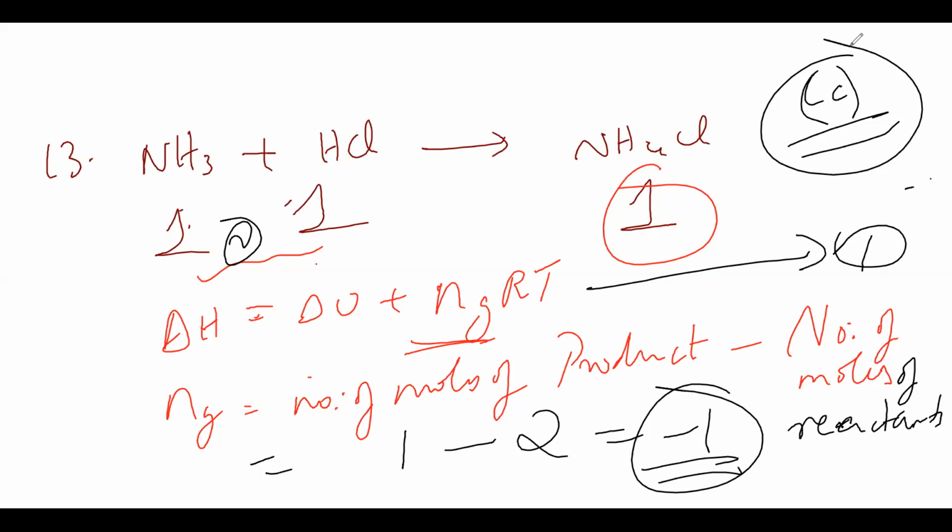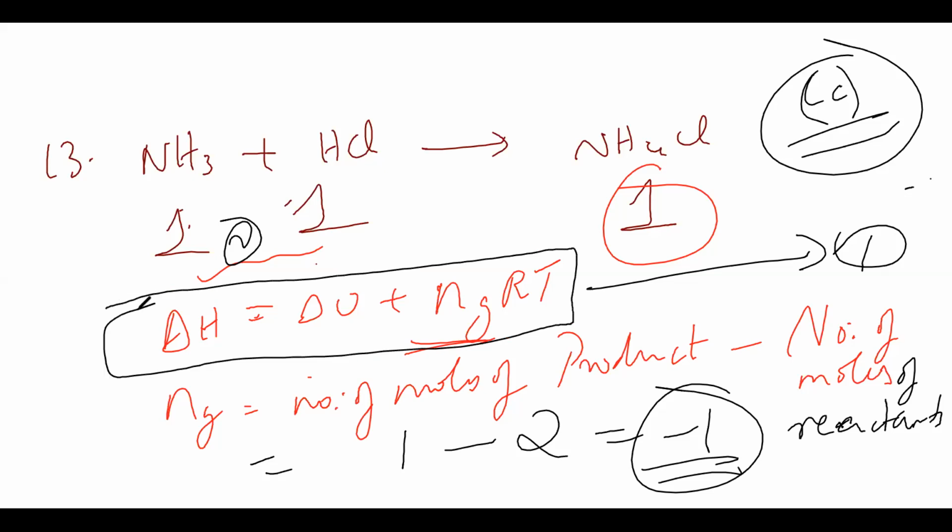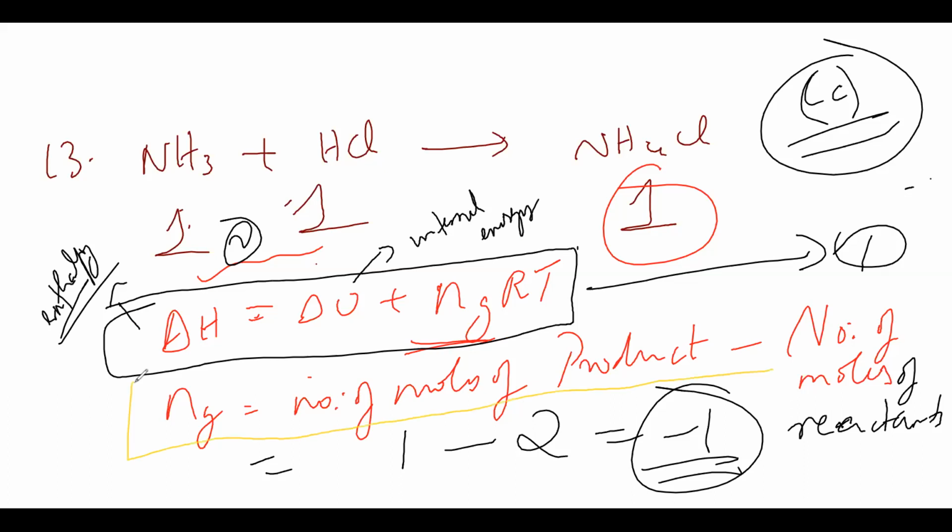See, we have to know this formula: delta H equals delta U plus delta NgRT. Delta H is enthalpy, which is nothing but heat. Delta U is internal energy. What is Ng? Number of moles of product minus number of moles of reactants. Add this to your formula sheet if you don't know this.